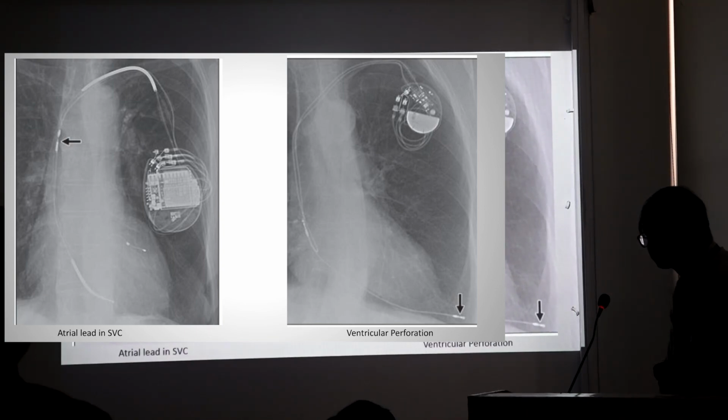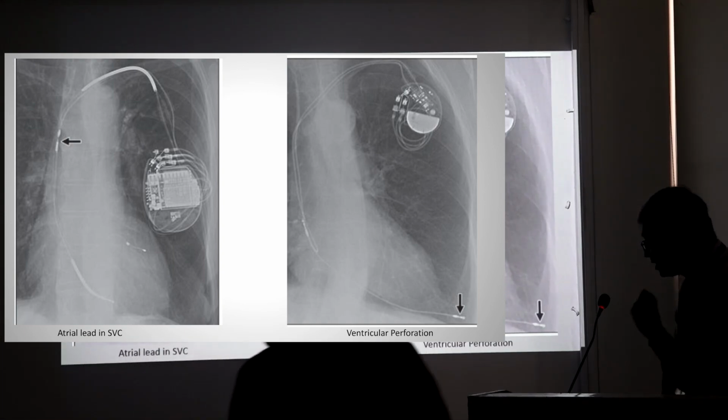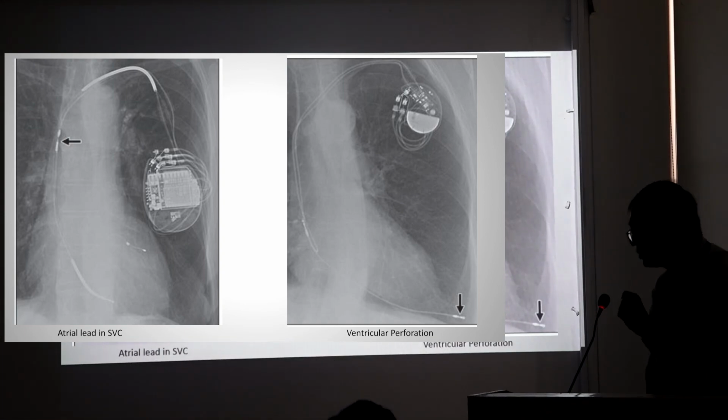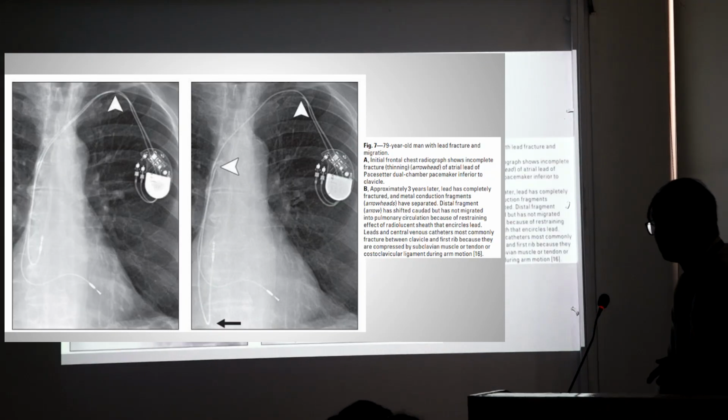So what is wrong over here? The atrial lead should be there in the right atrium. Okay. But it is lying in the SVC on the left picture. And can you look at the tip of the ventricular lead on the second? It's lying outside. So luckily the patient has not developed tamponade, but it can happen any moment. So it has pierced the ventricle and gone out.